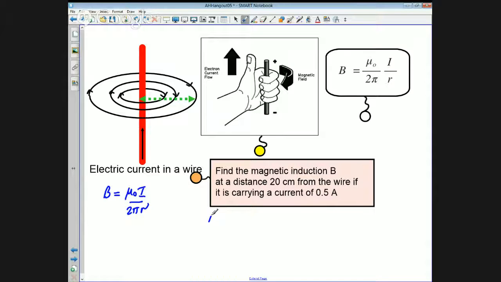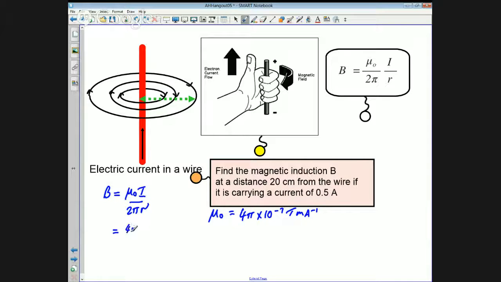Now, mu naught is given the following value. It's 4 pi times 10 to the minus 7 tesla meters per amp. What a kind of unit that is, but that's the constant, and it'll be in the data book. And all we have to do is plug into the equation. So we do as follows.